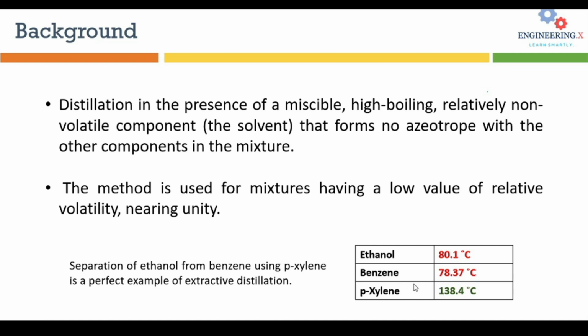So what we do, we add a third component with a relatively high boiling temperature. So the addition of this third component will change the isovolatility of one component with respect to the other component. So this is just a very simple basic information regarding extractive distillation.